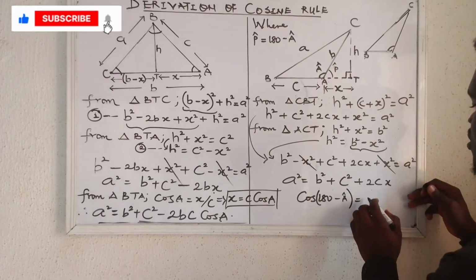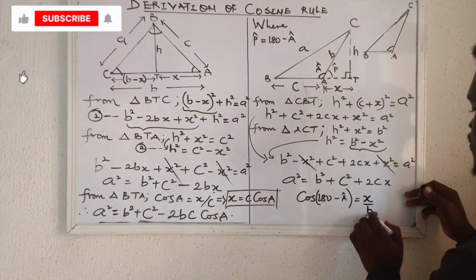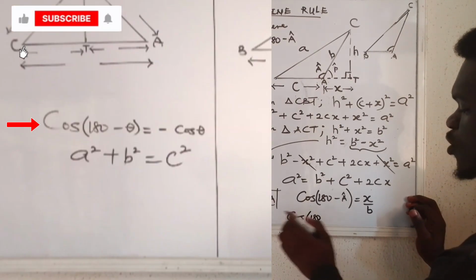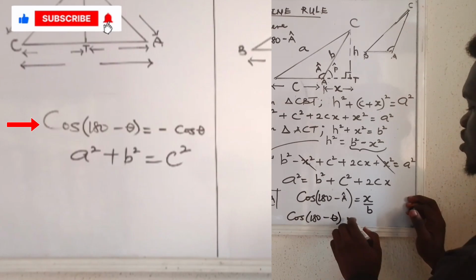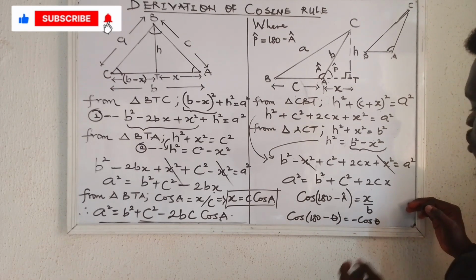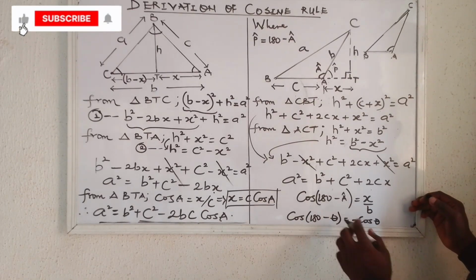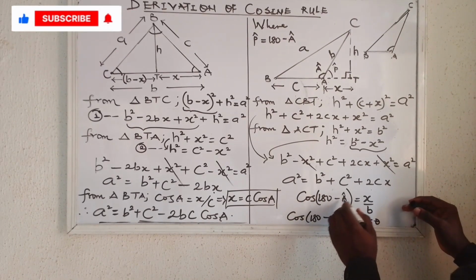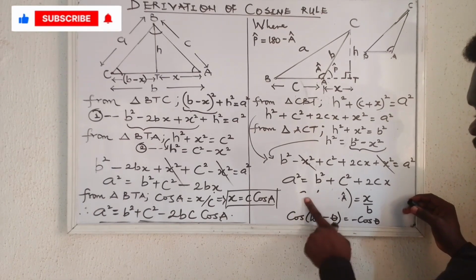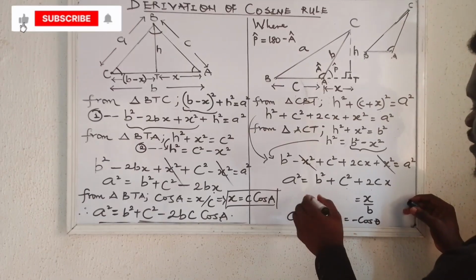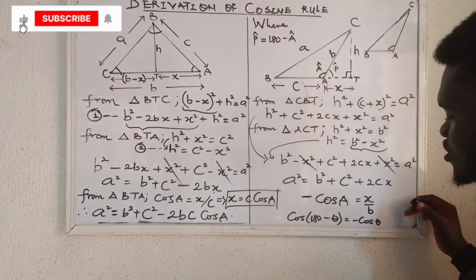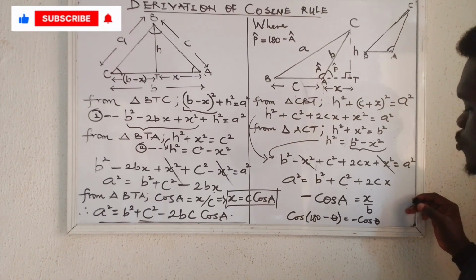So we have x over b. But remember that I explained from the beginning of the video that cos of 180 minus theta must be equal to negative cos theta. Is that true? Yes. So automatically we can rewrite cos of 180 minus A to be minus cos A. Yes, we can rewrite it like this.